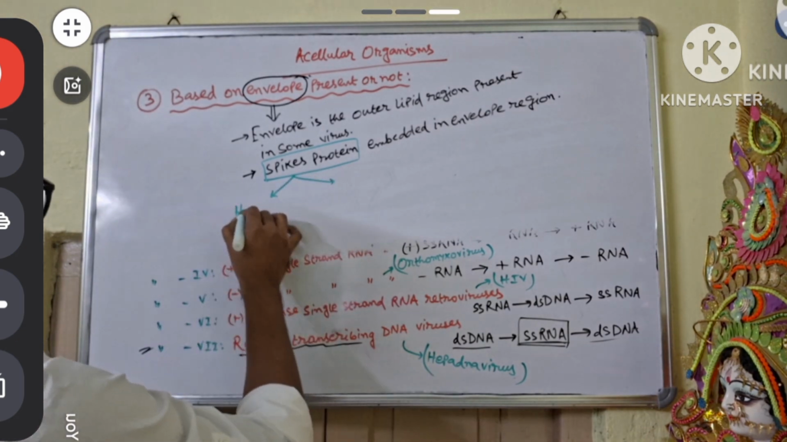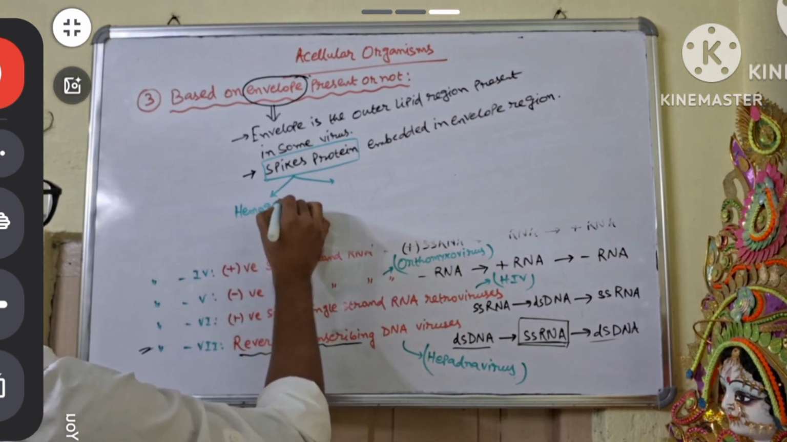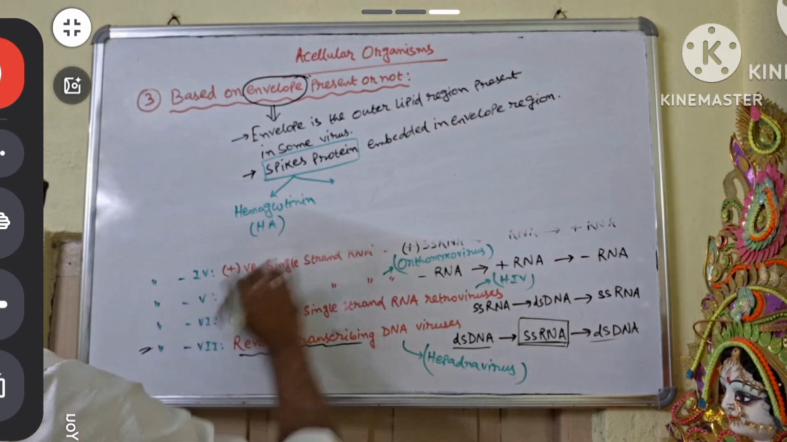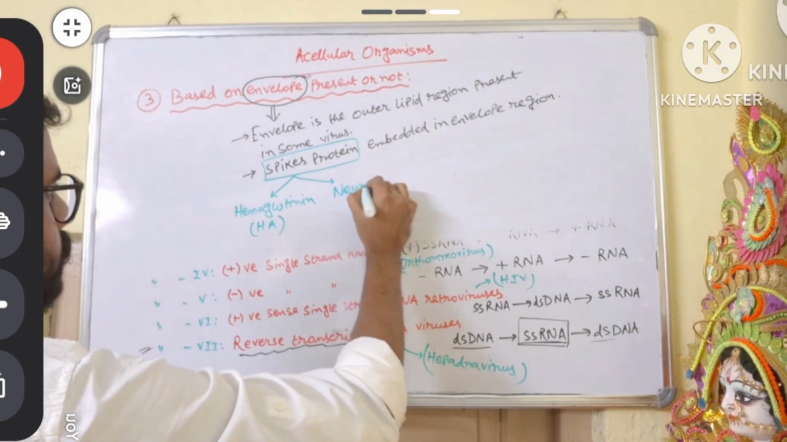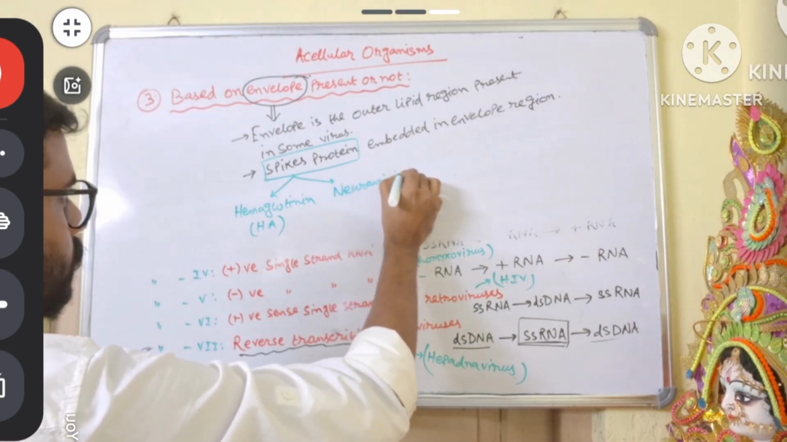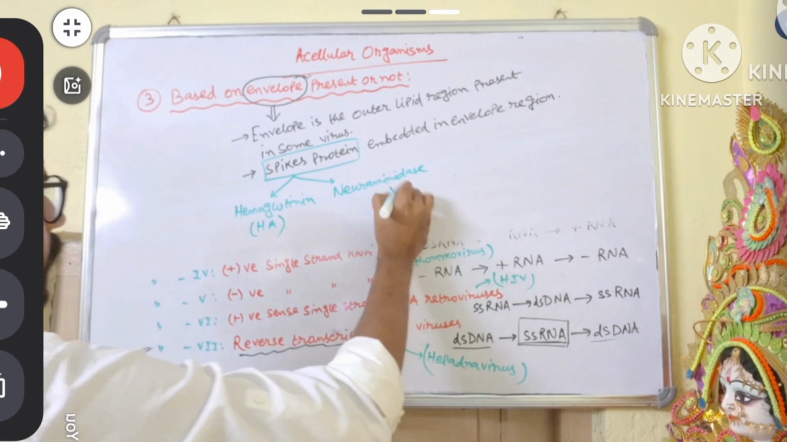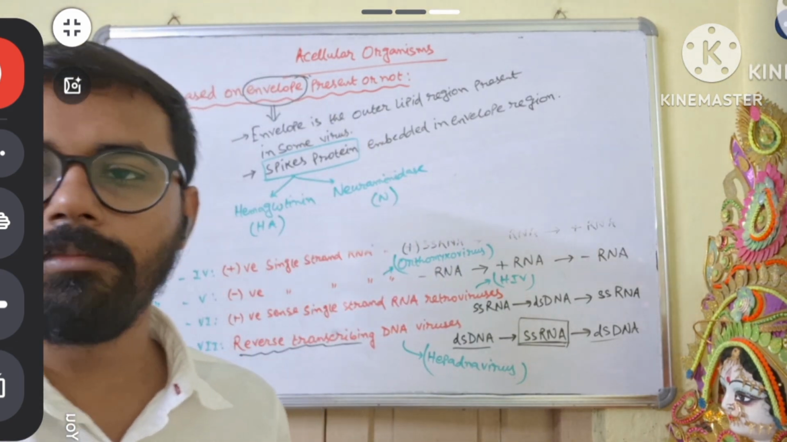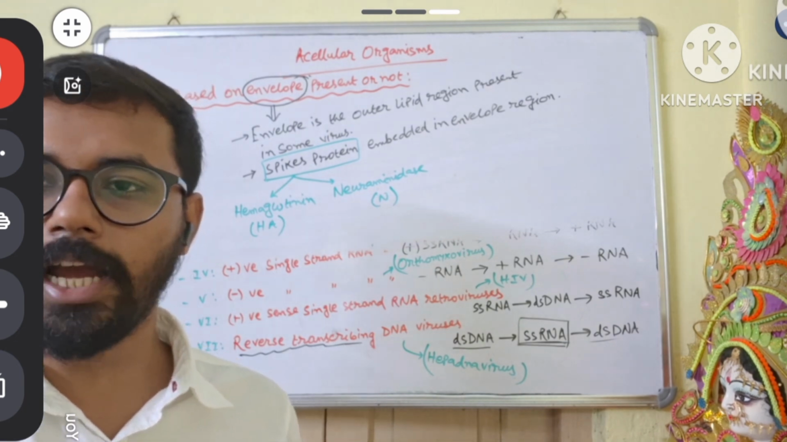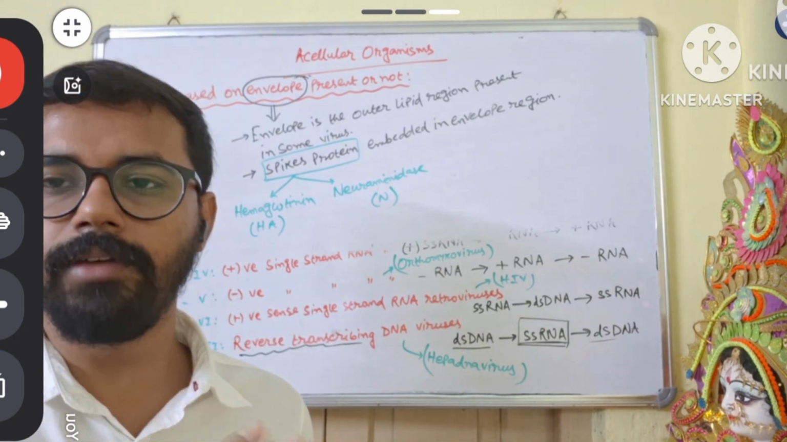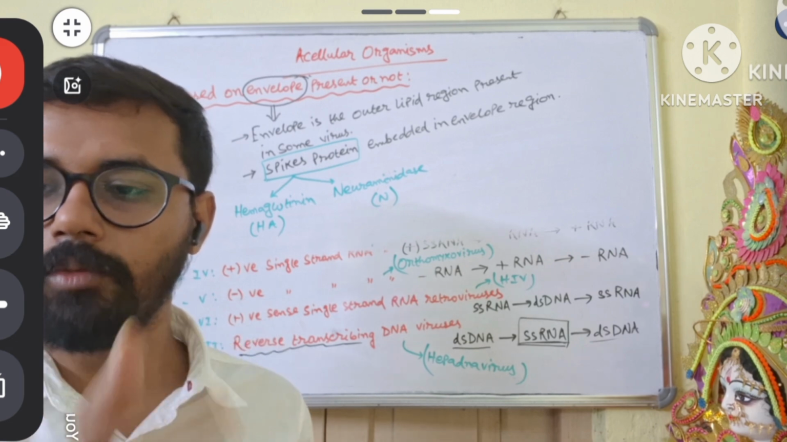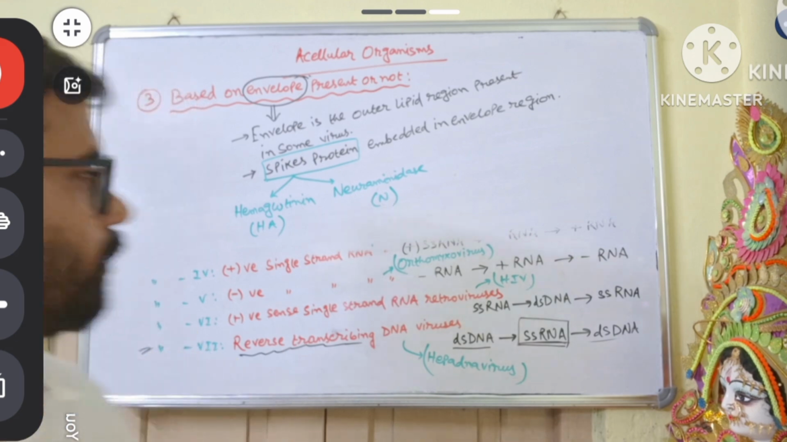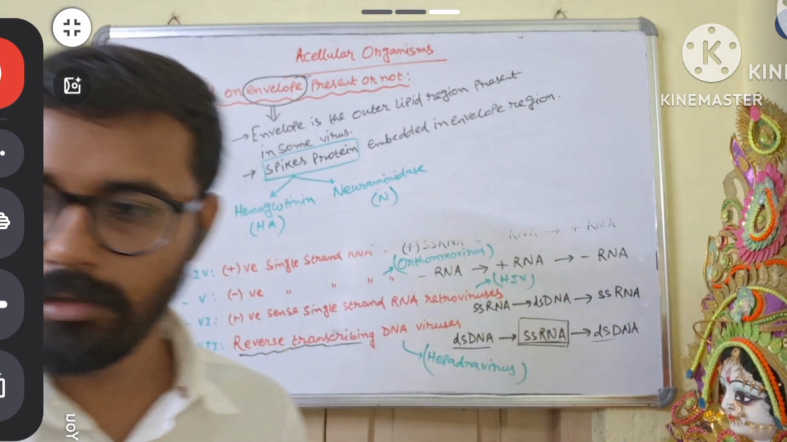One is called hemagglutinin, or shortly HA, or neuraminidase, shortly called N. There are varieties of hemagglutinin and neuraminidase. The types are given by numbering: HA1, N1, HA2, N2. That means numbering of types, subvariants of hemagglutinin and neuraminidase.